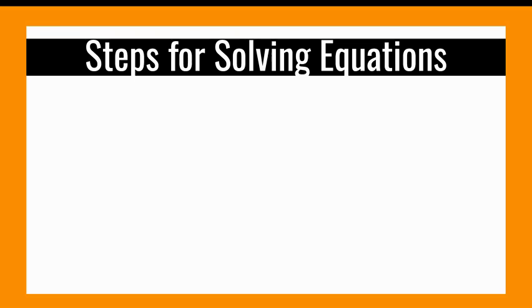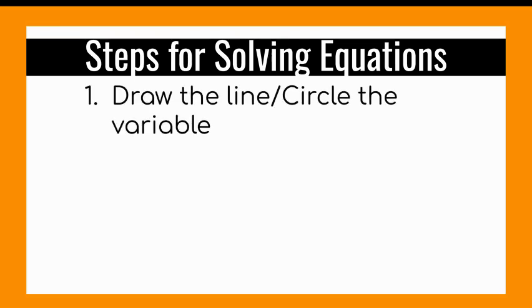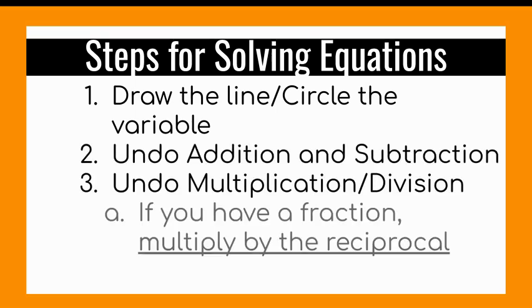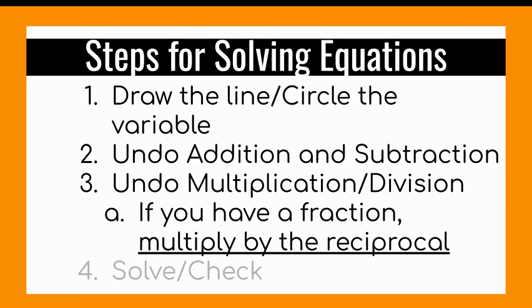So, quick review, steps for solving equations. We're going to draw the line, circle the variable, undo addition and subtraction, undo multiplication and division. If you have a fraction, you have to multiply by the reciprocal. Remember, that goes back to fraction division, the keep, change, flip. The flip part is the reciprocal. So when you exchange the numerator and the denominator, the denominator becomes the numerator and the numerator becomes the denominator. That is the reciprocal. And then you can solve and check.